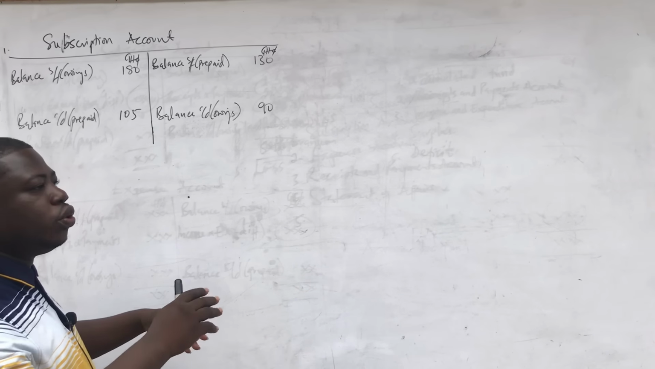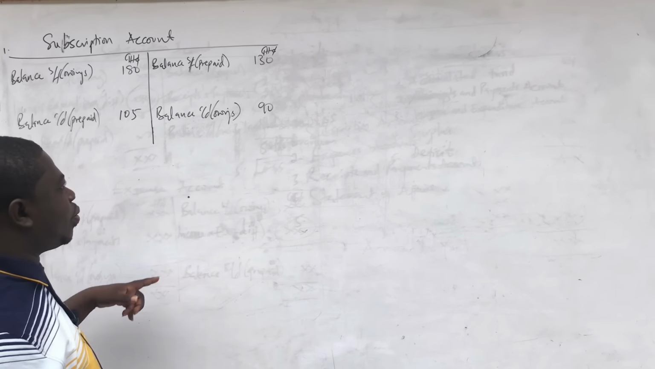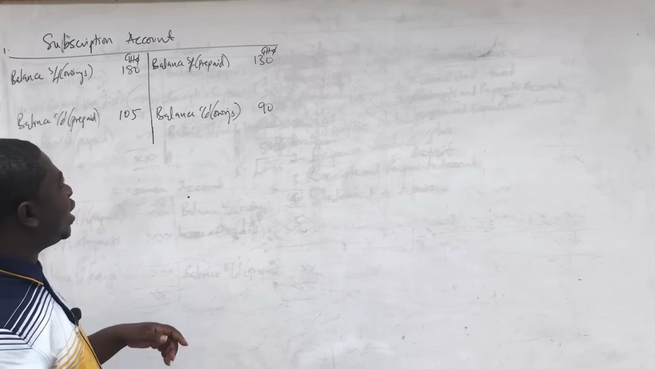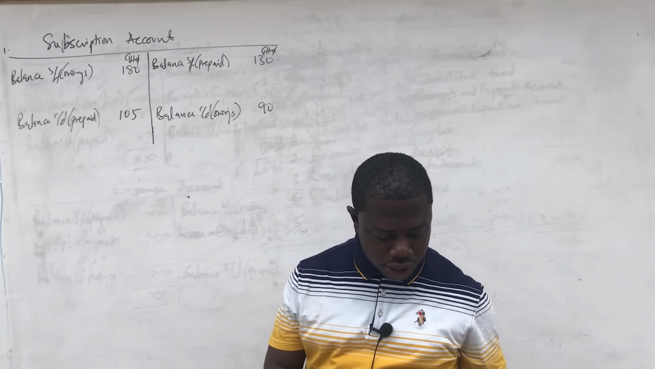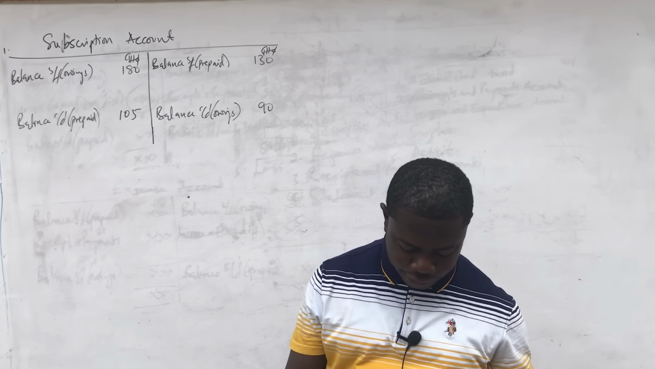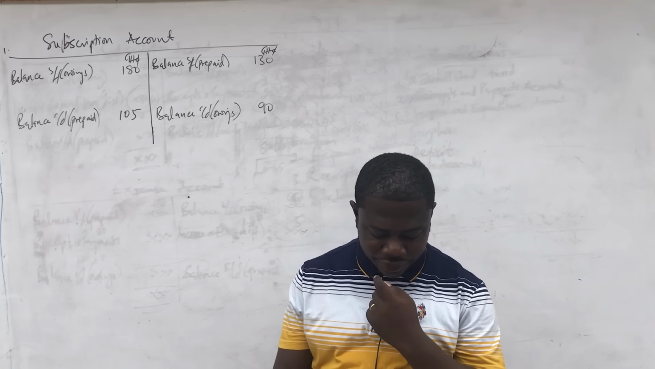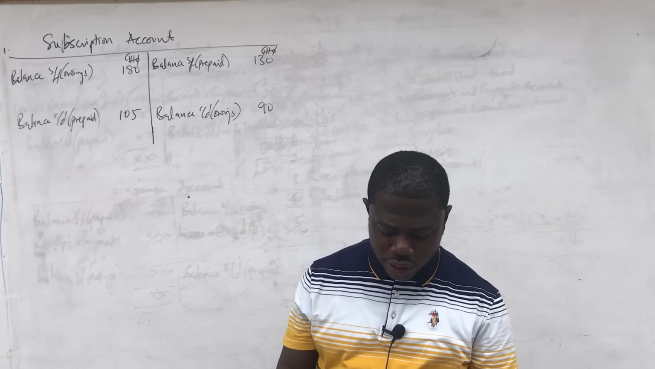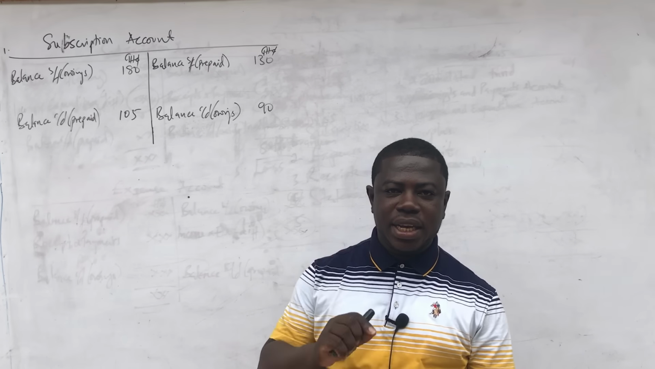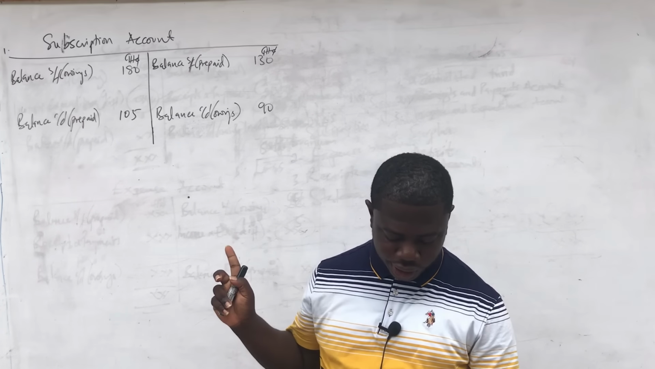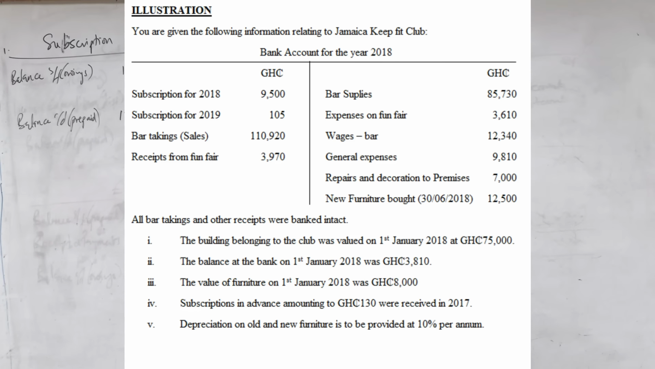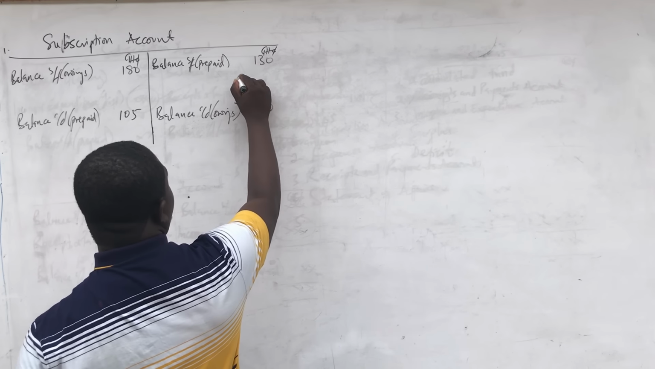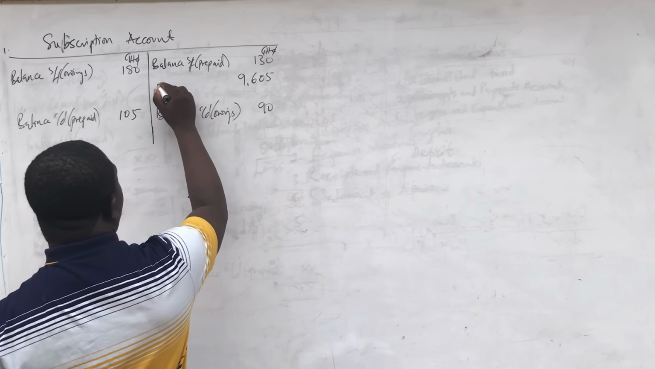And then we are going to look for the subscriptions in there and bring the corresponding entry. Subscription is on the debit side in the bank account, so it will appear on the credit side of the subscriptions account. Now when we go there, there are two figures, one for 2018 and one for 2019. Which one are we bringing? My answer is that we combine both and bring, because both of them will still have corresponding entries. So that is 9,500 plus 105, giving us 9,605 as our figure for subscription.